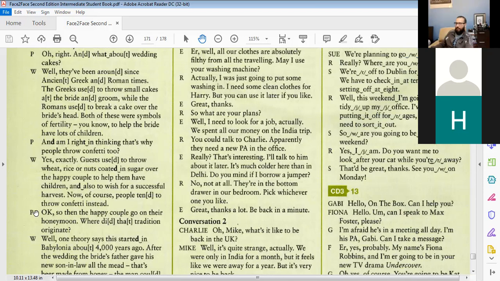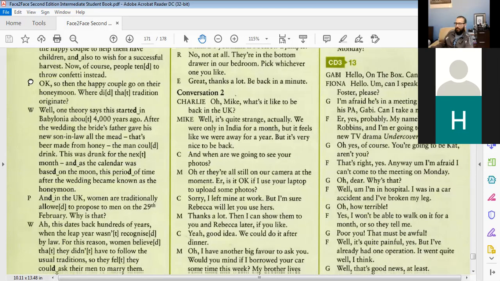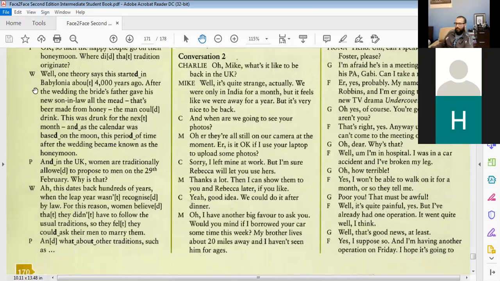OK, so then the happy couple go on their honeymoon. Where did that tradition originate? Well, one theory says this started in Babylonia about 4,000 years ago. After the wedding, the bride's father gave his new son-in-law all the mead, that's beer made from honey, the man could drink. This was drunk for the next month, and as the calendar was based on the moon, this period of time after the wedding became known as the honeymoon.